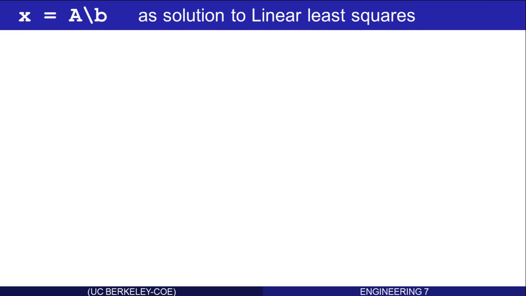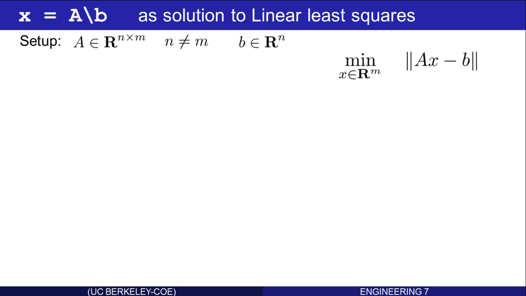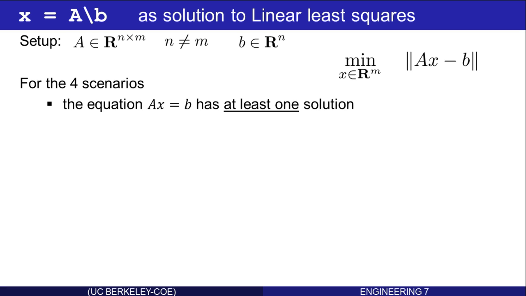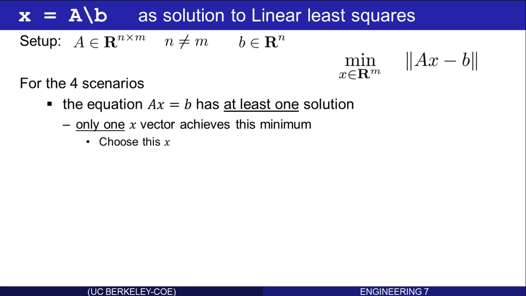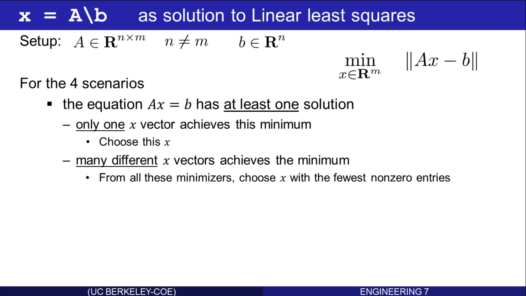An alternative algorithm is A backslash b. In the context of least squares problems, this should only be used when A is not a square array. Let's go over the four scenarios. First, the situation where Ax equals b has at least one solution. If only one x vector achieves this minimum, then A backslash b chooses this x. If many different x vectors achieve the minimum, then A backslash b chooses from among all these minimizers the x with the fewest number of non-zero entries in its components.